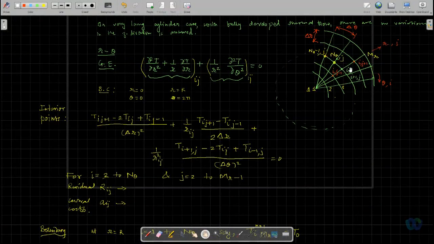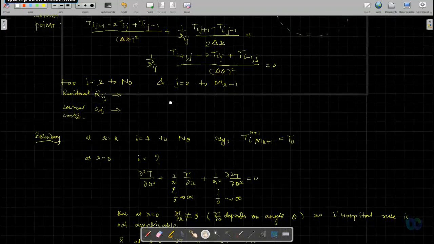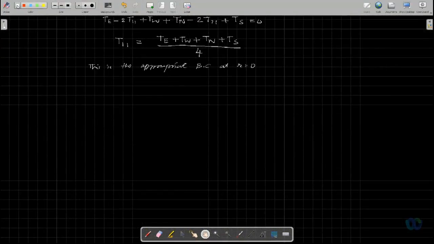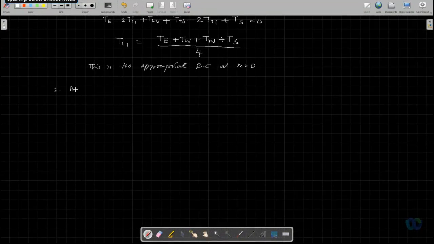So it is like a periodic boundary condition. Whatever Tij is at this point should be equal to Tij at the other end. So you can write Tij is equal to this thing, and Tij is equal to Ti+1. That's it. Second, at theta equal to 2 pi, Tij should be equal to T at theta = 0, comma j.